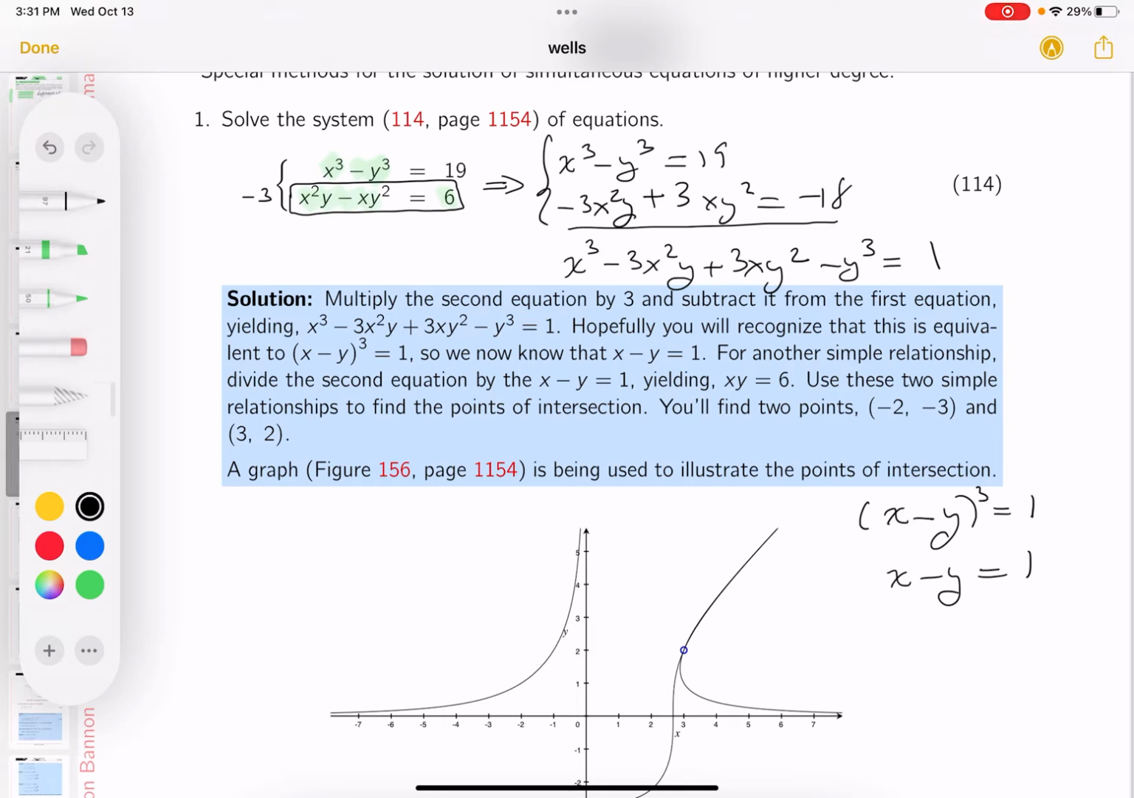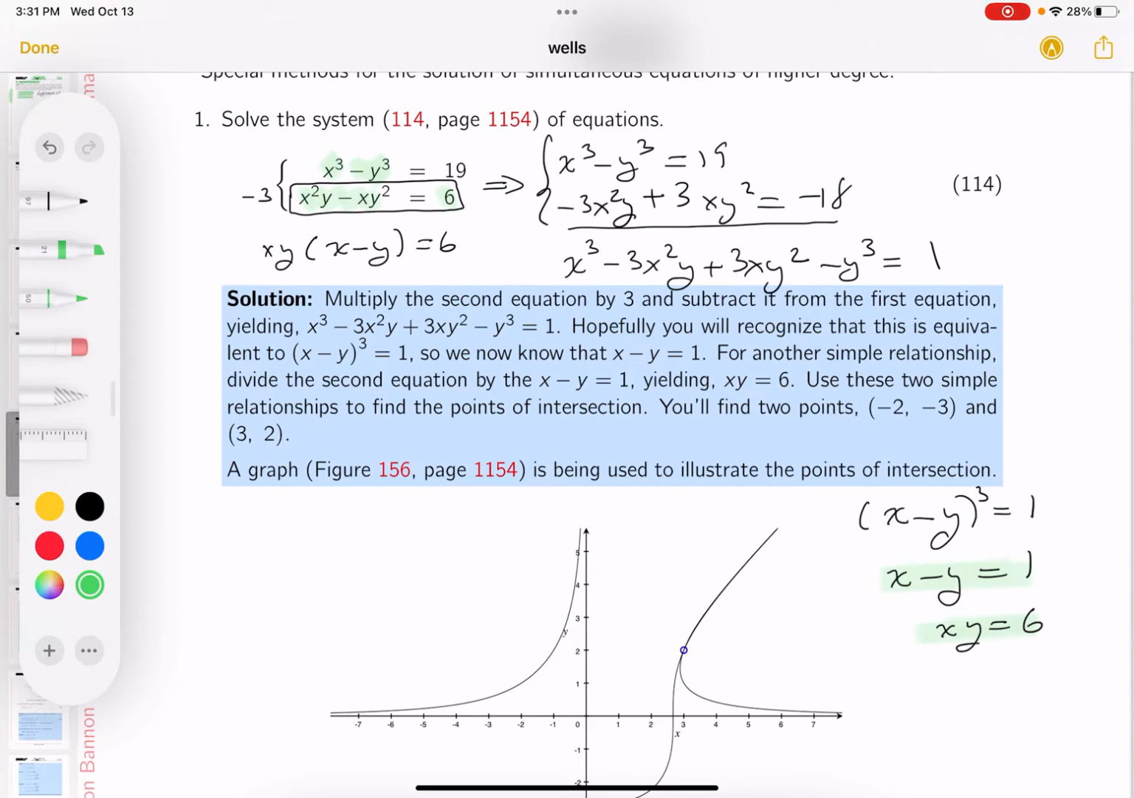Let me factor it. So I'm going to say xy comes out, right? And we're left over there. What do you get? X minus y is equal to 6. Well, x minus y is 1, so I get another relationship. What's the relationship going to be? Xy is equal to 6. So now I've got two simple relationships. I'm going to outline those again for you. I've got this one here and this one over here.